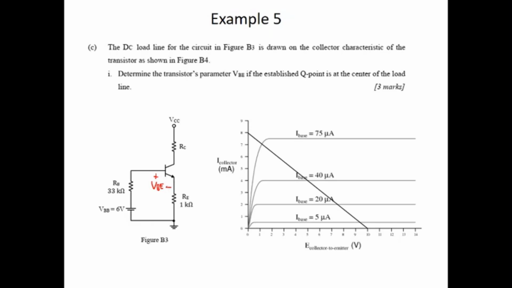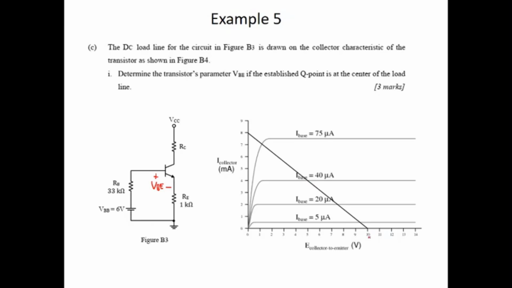But now, the question asks us to ignore this assumption of 0.7. Instead, we need to calculate the VBE. Okay, we need to calculate the VBE. From this load line, we want to have the Q point at the center of the load line.